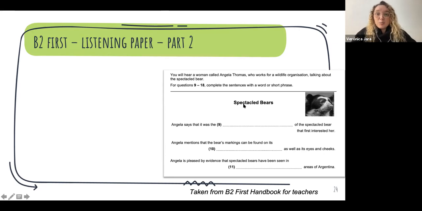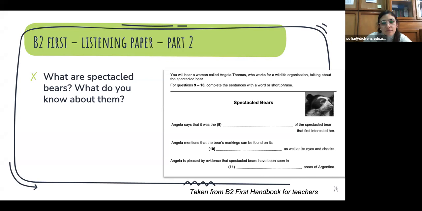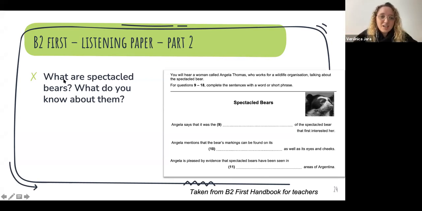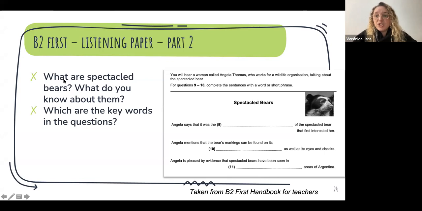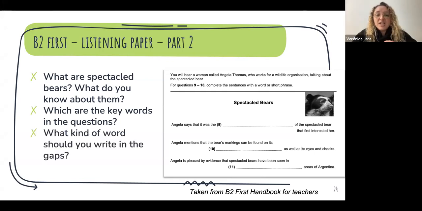So how can we exploit this if we want to develop these strategies? Well, what are spectacled bears? What do you know about them? And any other kind of brainstorming that you can think of. Then again, which are the key words in the question? And then something very useful, thinking of these predictions, is this: what kind of word should you write in the gaps?